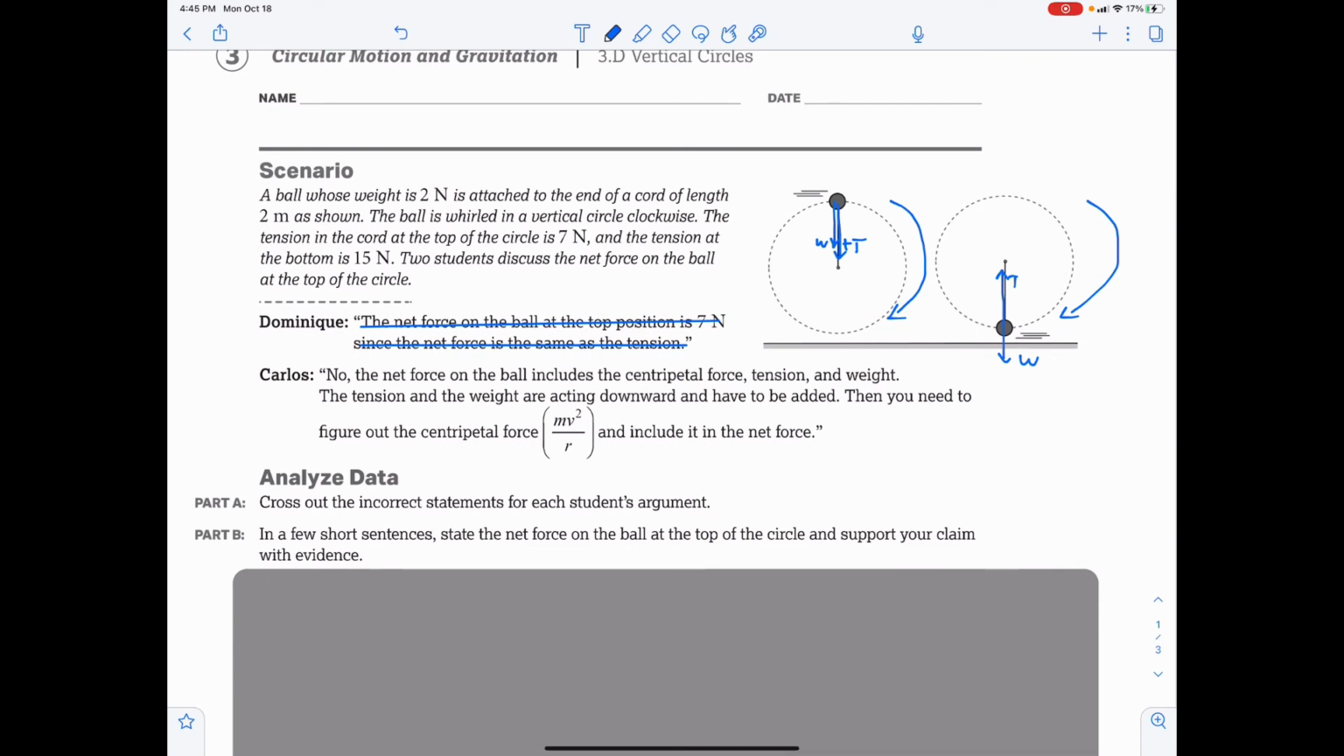Carlos is wrong in that centripetal force is not something to be added. Tension and weight are a part of this, and they both act downward, and they both have to be added. But you do not add a centripetal force. These are providing the centripetal force. So just to clarify, centripetal force is not an additional force. It is simply a description of any force that causes circular curvature.